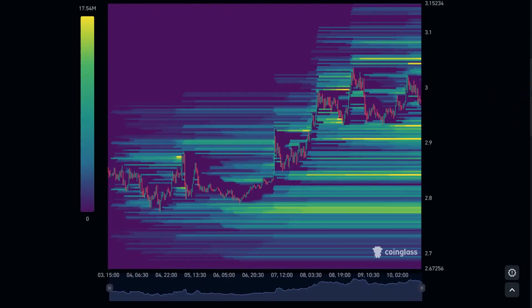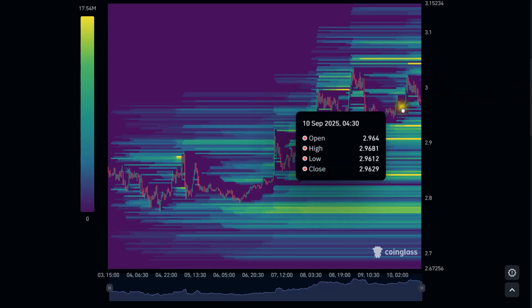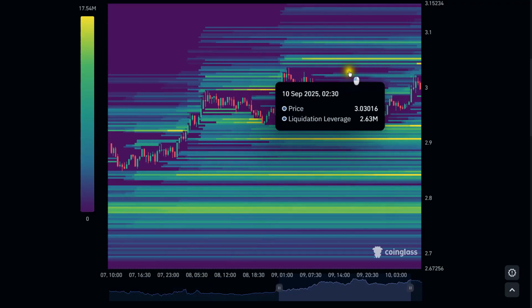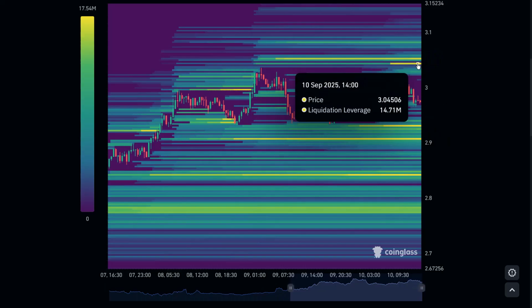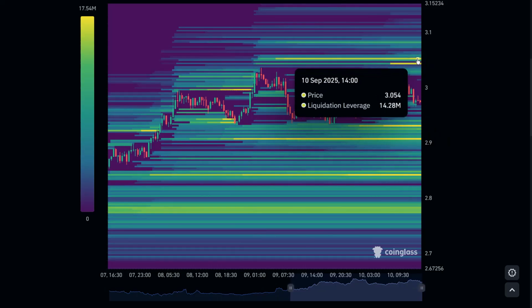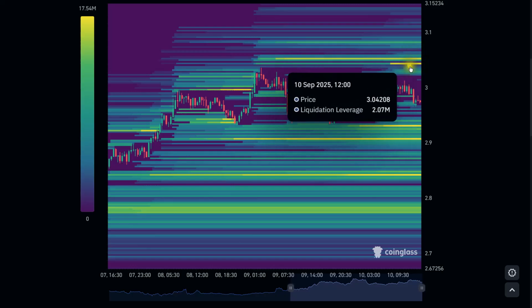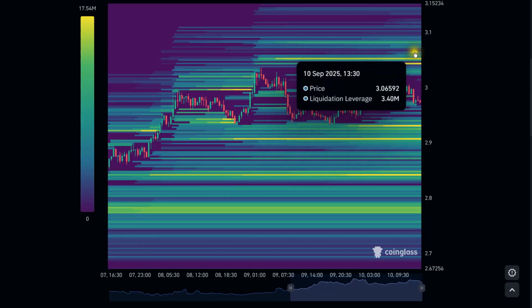Now, taking a look at the liquidation heat map, this is the 1 week. You can see that there is some liquidity resting up here above the current price, with the thickest bands of liquidity resting here at $3.04.5 and right here at about $3.05.5. Most of this liquidity represents stop losses or limit orders for people looking to short XRP.